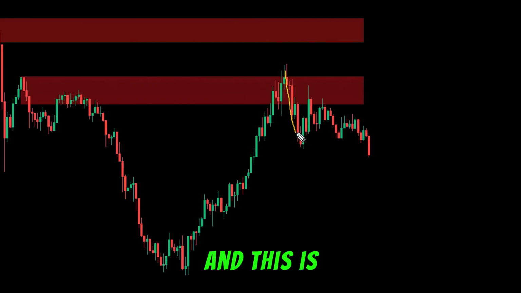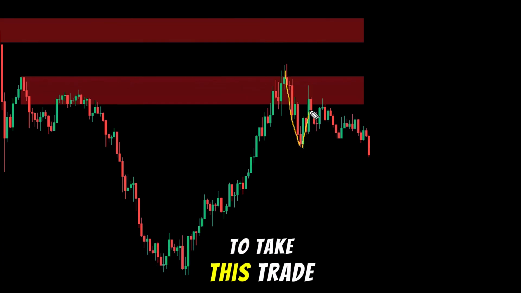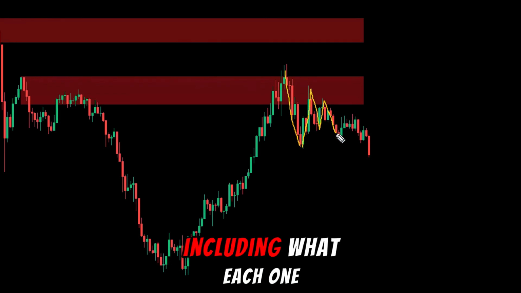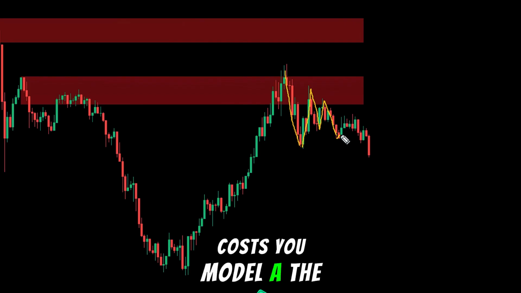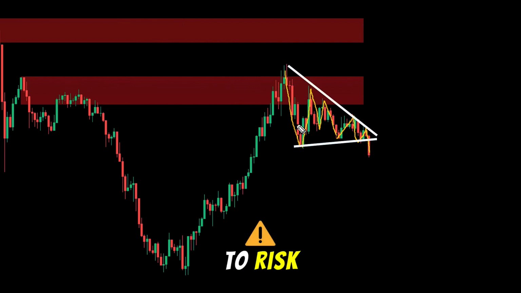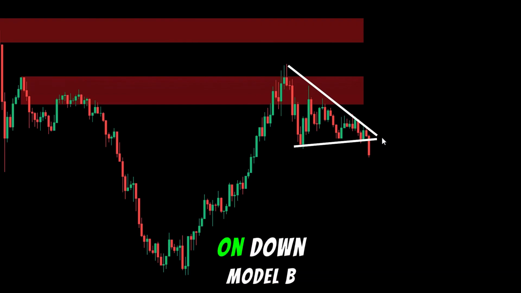Condition 2. And this is the one you can choose. Confirmation. There are 2 ways to take this trade, and they suit different personalities, so I'll give you both honestly, including what each one costs you. Model A, the aggressive entry. You enter on the close of the sweep candle itself, with your stop just under that wick. The upside is a tiny stop, and therefore a big reward to risk, often 3 or 4 to 1. The cost is honest. You'll eat more false sweeps, where price dips, closes back, then simply carries on down.